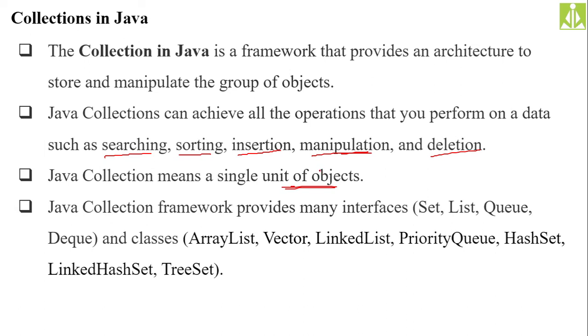So inside Java's collection framework, we have many interfaces like set, list, queue, deque. These are some of the interfaces, and we also have many classes. You must know the difference between an interface and a class before we go into this concept. An interface is going to have only abstract methods. It is not going to have the concrete methods. A class is going to have only the concrete methods, but no abstract methods.